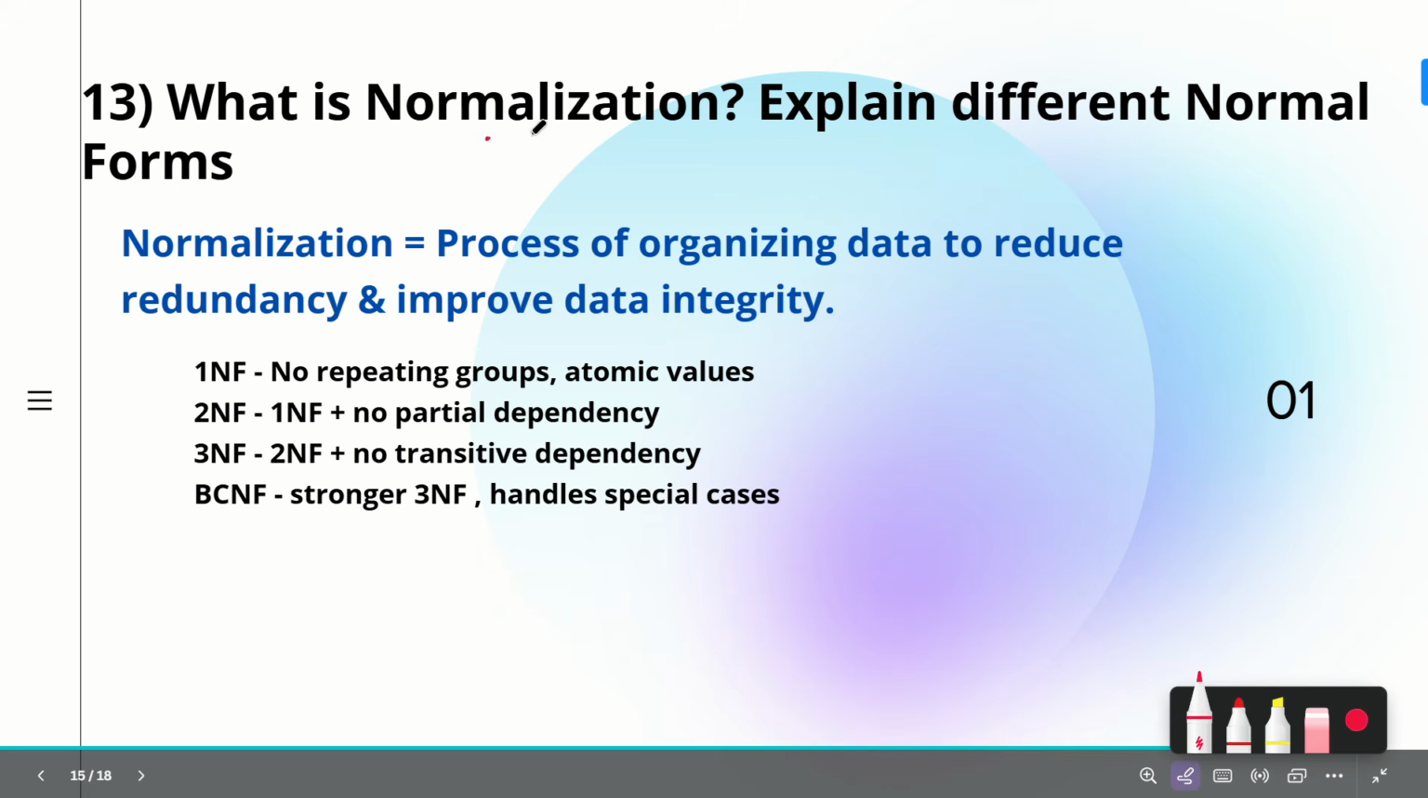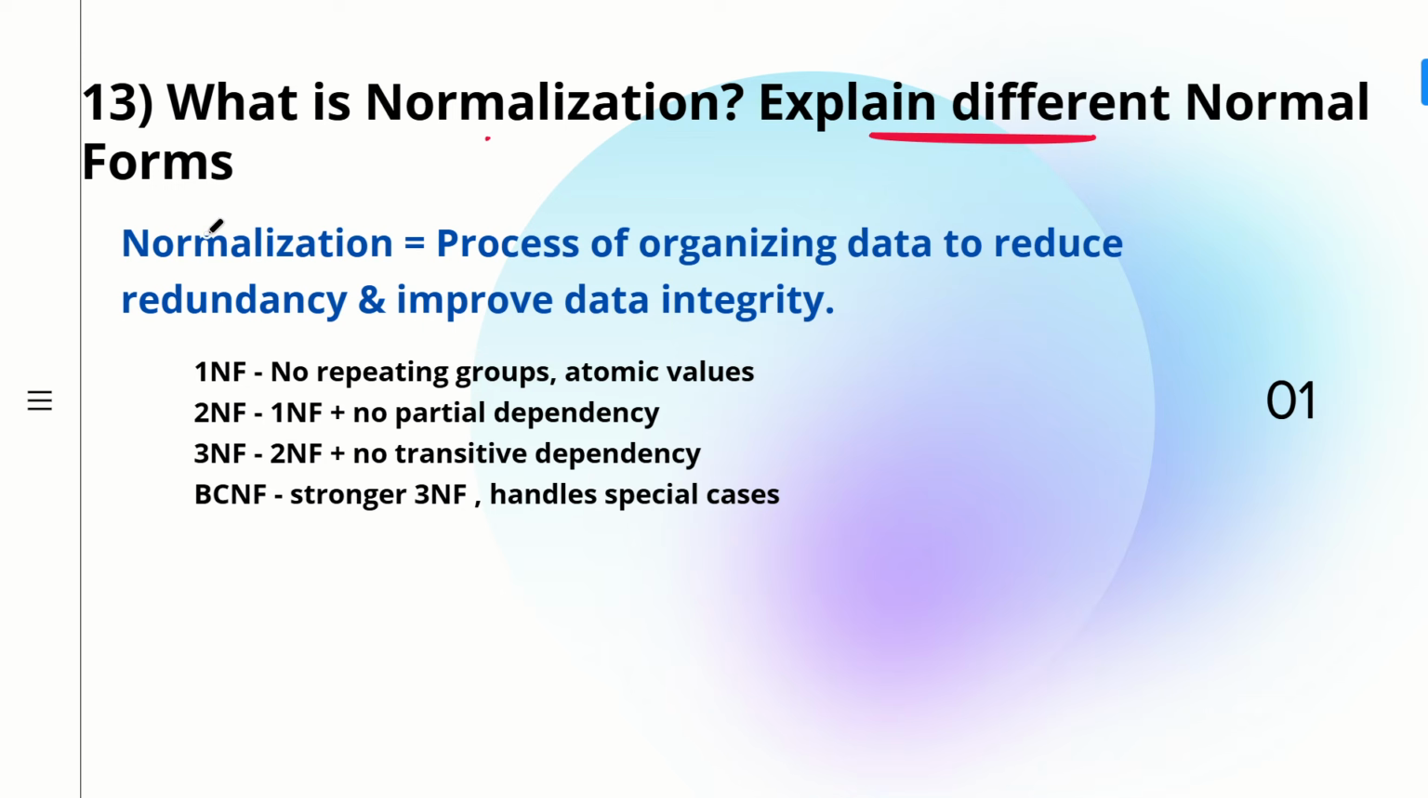Then we have the 13th question: what is normalization, and explain the different normal forms. Firstly we will see the definition of normalization. It is the process of organizing the data to reduce redundancy and improve data integrity. Whenever we have our data, there can be so much redundancy where we have the same data, duplicate data, written in commas, and there is no relation. So to organize it better, to reduce the redundancy and improve the data integrity, we make use of normalization.